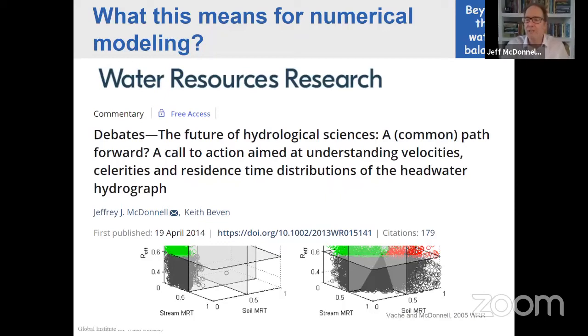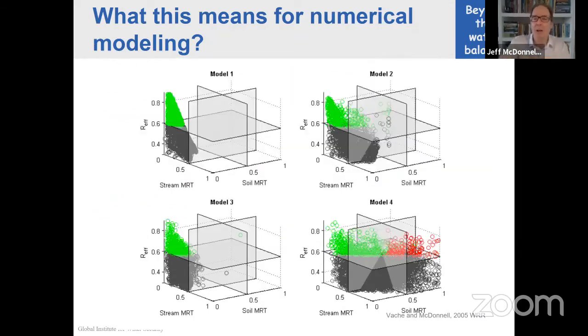And, you know, many of you are modelers. This might whet your appetite in the sense that we could have four models going from model one being very simple to model four being slightly more complex. And what we often find is that our models can do very well for one evaluation criterion, like Nash-Sutcliffe efficiency, over there on the y-axis on model number one. So that's simply getting the fit of the hydrograph right.